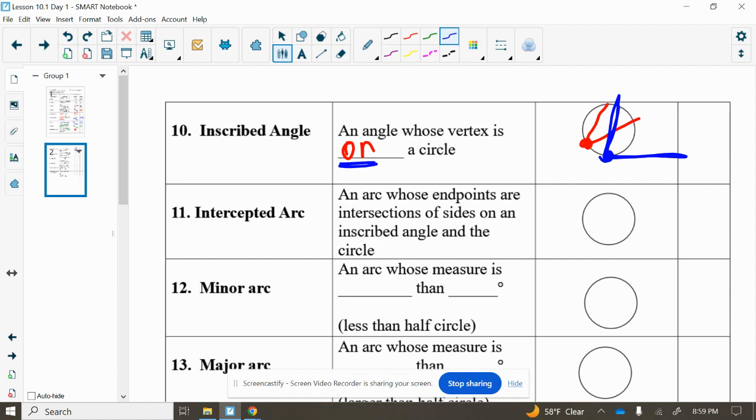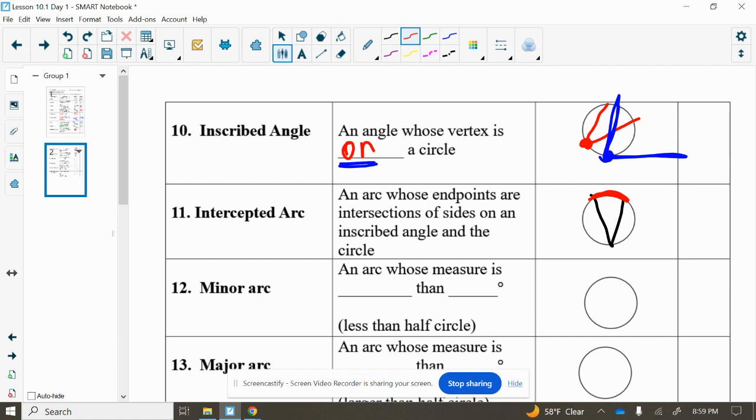An intercepted arc is an arc whose endpoints are intersections of the sides of the inscribed angle. So think about, we have an angle, let's say here, one of the inscribed angles on our circle. The intercepted arc is going to be this arc that our angle opens up onto, so that we see that arc specifically created by our angle.